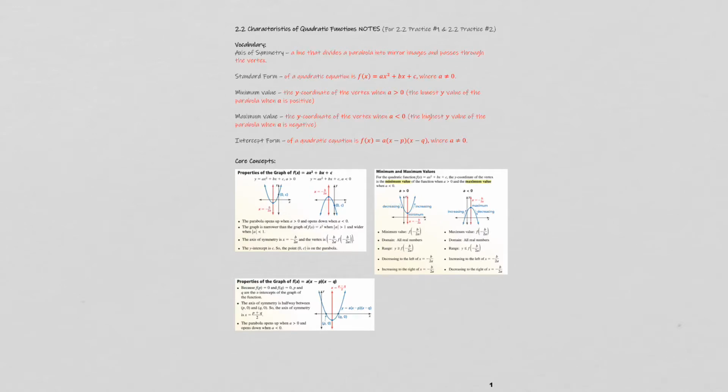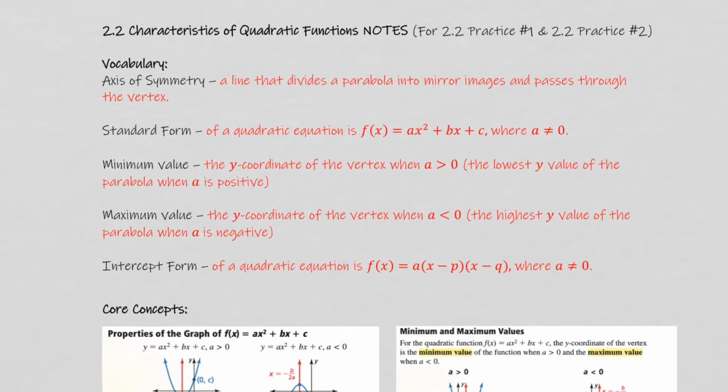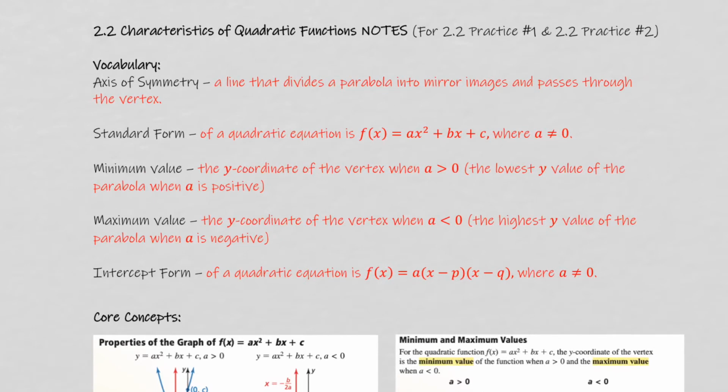All right, this is going to start the notes for 2.2, where we are talking about the characteristics of quadratic functions. So we're going to first start, and I kind of talked about axis of symmetry a little bit when graphing in 2.1, but we are actually going to be identifying the actual axis of symmetry now. That is the line that divides the parabola into mirror images and passes through the vertex. So it is a vertical line.